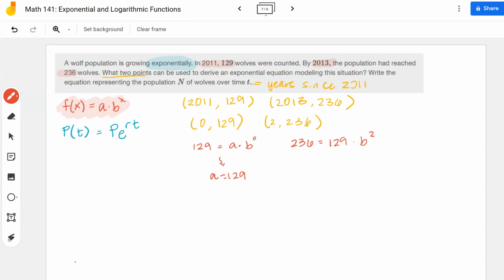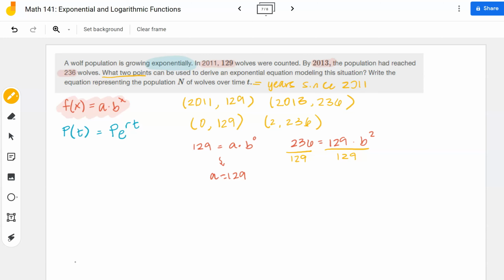So if I wanted to solve for what my base was, I would just need to divide here. So I'll divide each of these by 129 to get that b squared by itself. This is not something pretty when you divide it out, so let's just leave the fraction there. That's a mistake a lot of students make, is that they want to round interim steps. And if there's any rounding to be done, especially in an interim step, do not do it.